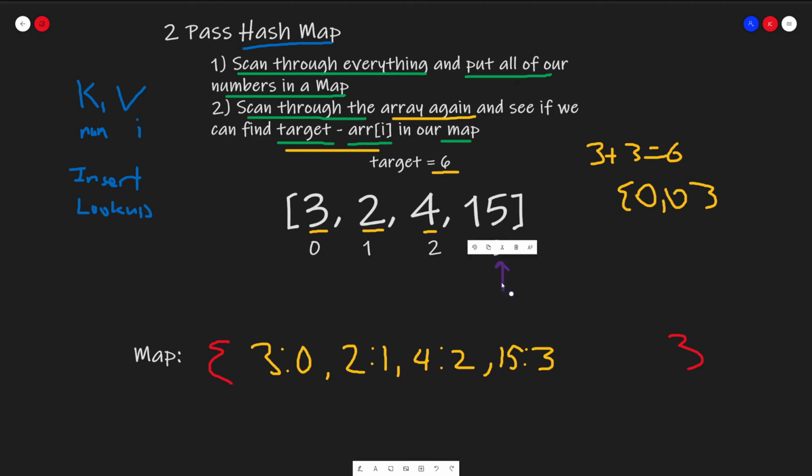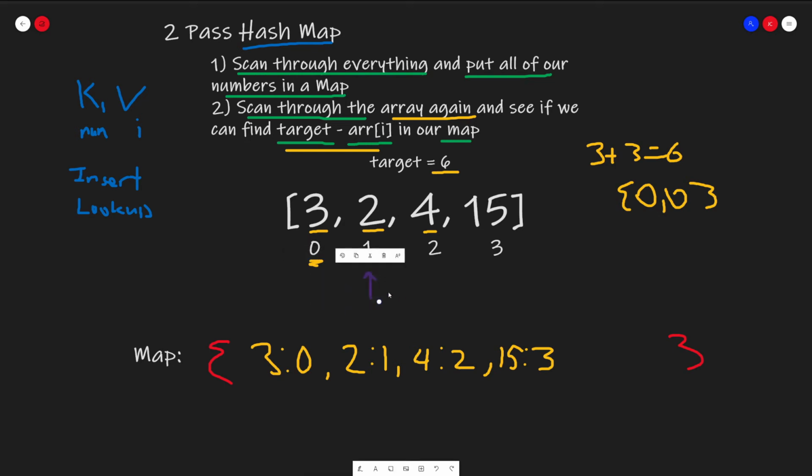Now, when we scan a second time, we'll find if target minus our current array value exists in our map. In this instance, we'll find that 6 minus 3 is 3, and 3 is indeed in our map, specifically at index 0. However, because we are also at index 0, this is not the answer, and we should continue looking.